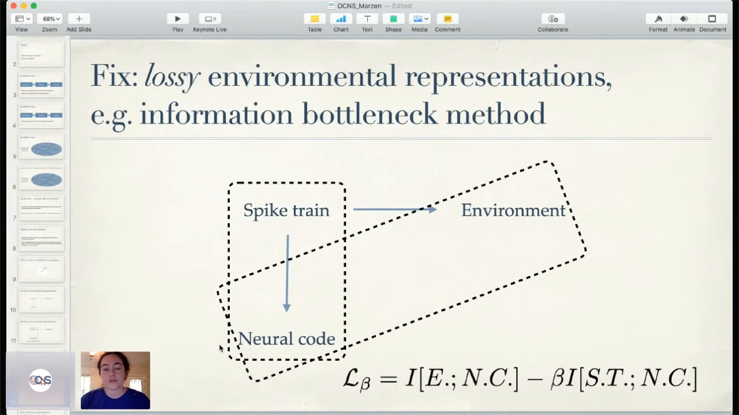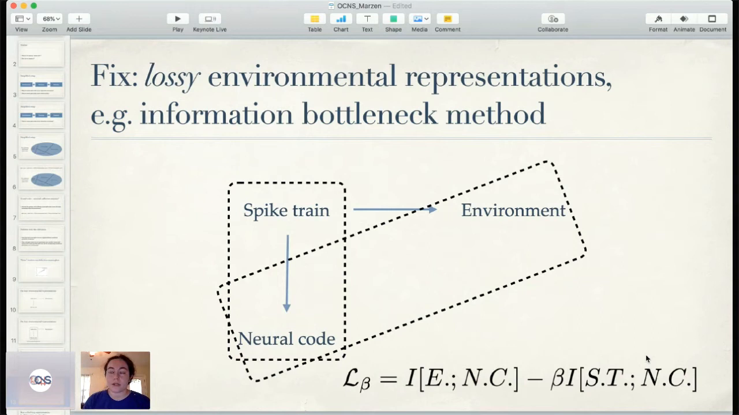And what you can do is just write down an objective function that captures this. The objective function that the information bottleneck method is based on is: I want to have a high mutual information between the environment and the neural code. So that's this first term right here at the bottom right. But then I want to make sure that I don't have a high mutual information between the spike train and the neural code.